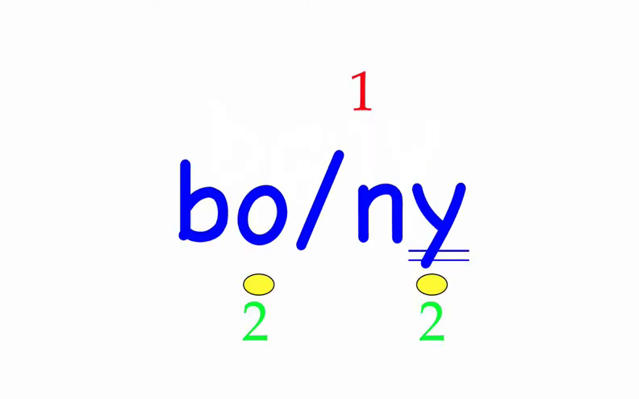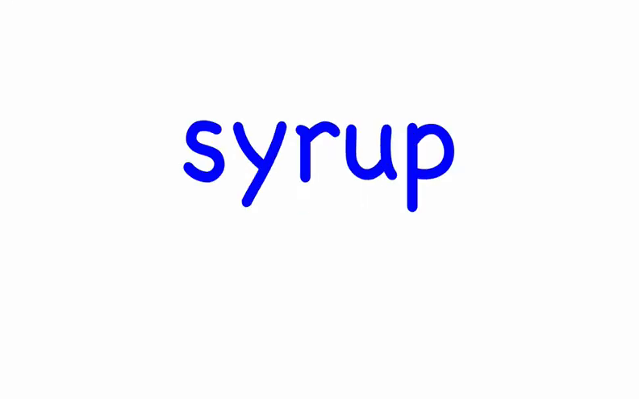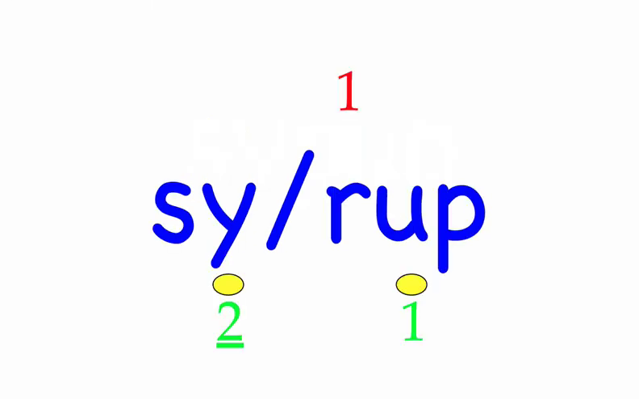Syrup. I like syrup with pancakes. Syrup. Two syllables. First syllable si, two sounds. S, I. Rup. Three sounds. R, U, P. Syrup. Mark the word. Try. Give it one more try. Try. Three sounds. T, R, I. Try. Mark the word.